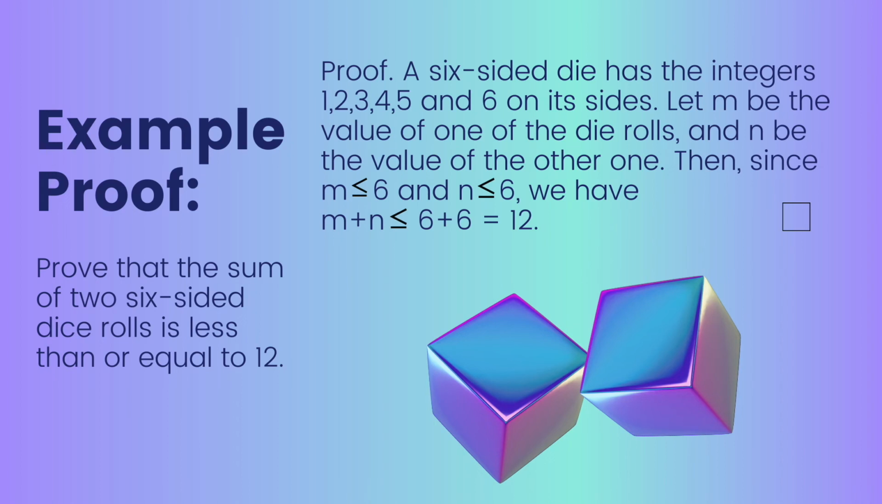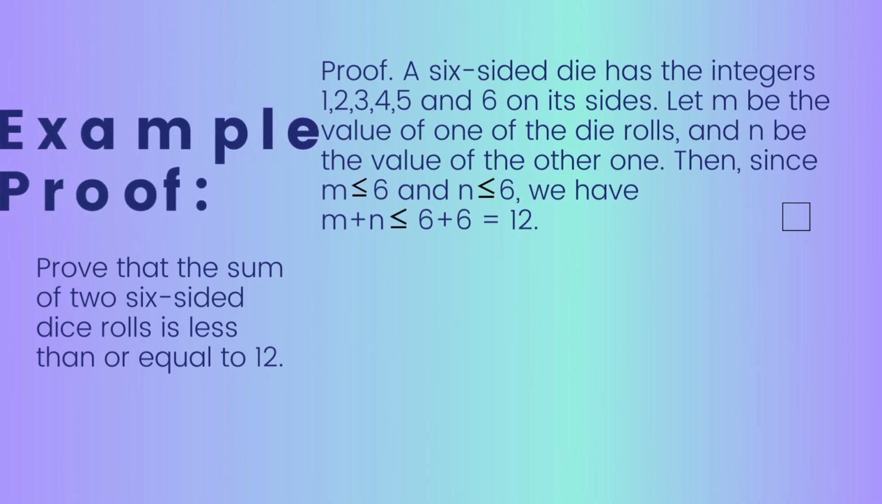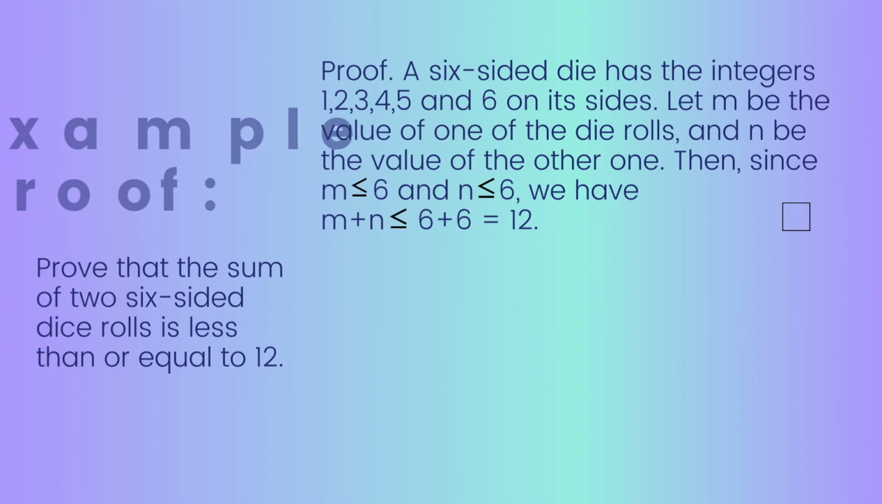We start this one with a statement, which is considered common knowledge. A six-sided die has the numbers 1 through 6 on its sides. Now, we just add the values of the rolls together, but in a proof, we must describe what we are doing very precisely. So we assign variables, m and n, to be the values of the rolls. We then add them together, and since each has a value of at most 6, we can conclude that their sum is less than or equal to 12.